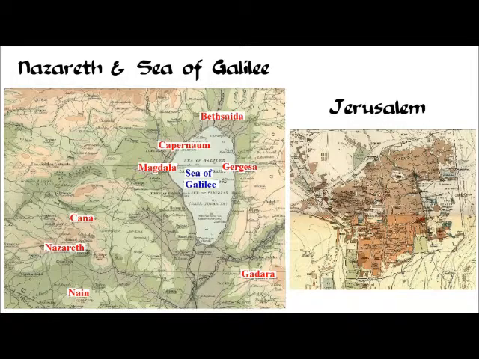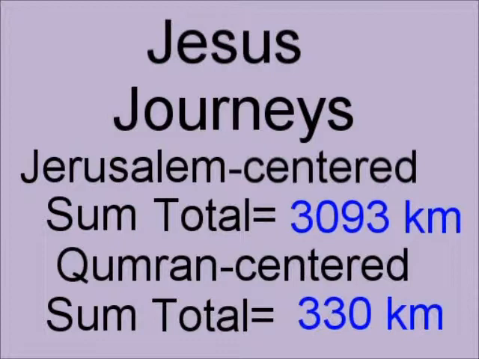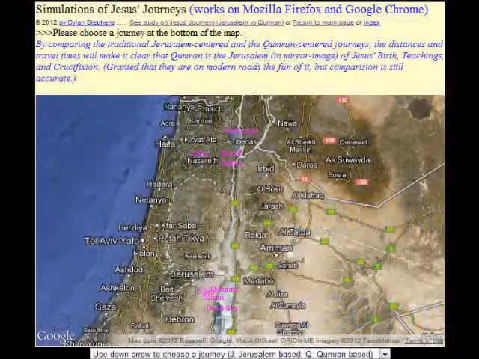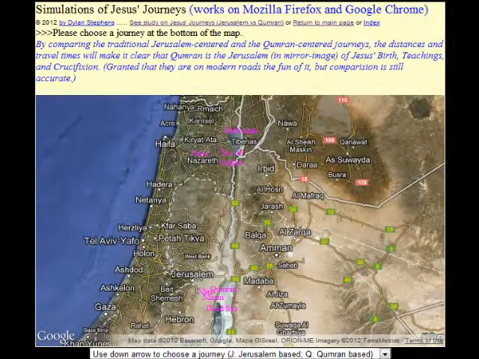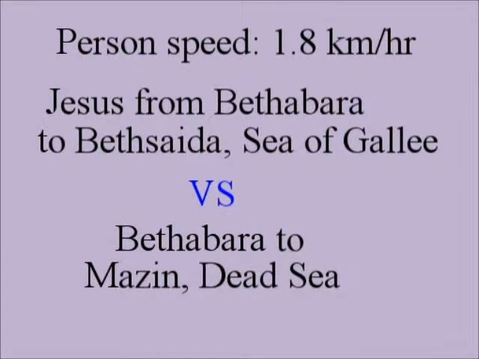The proof is shown by the length of each of the journeys, with the sum total of all the journey lengths for the traditional Jerusalem-centered locations being almost 10 times greater than the more logical Qumran-centered locations. While following the simulations that I have built using Google Maps API, the great discrepancies of distances with the traditional journeys will give an opportunity to reevaluate other flawed interpretations of the life and teachings of Jesus.